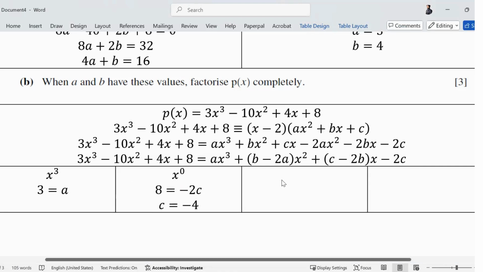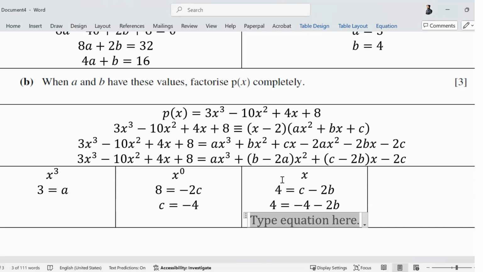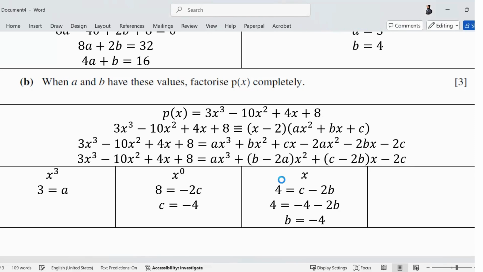Now for b, you can either compare the coefficient of x or x square. Either of them is good enough. I'm using x. So the coefficient of x on the left is 4. On the right, it is c minus 2b. You can plug in the value of c. What is the value of b? Minus 4.